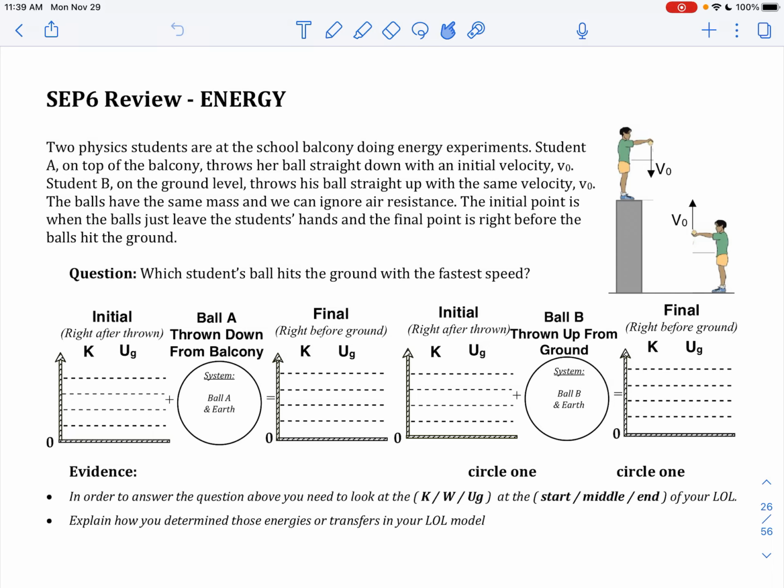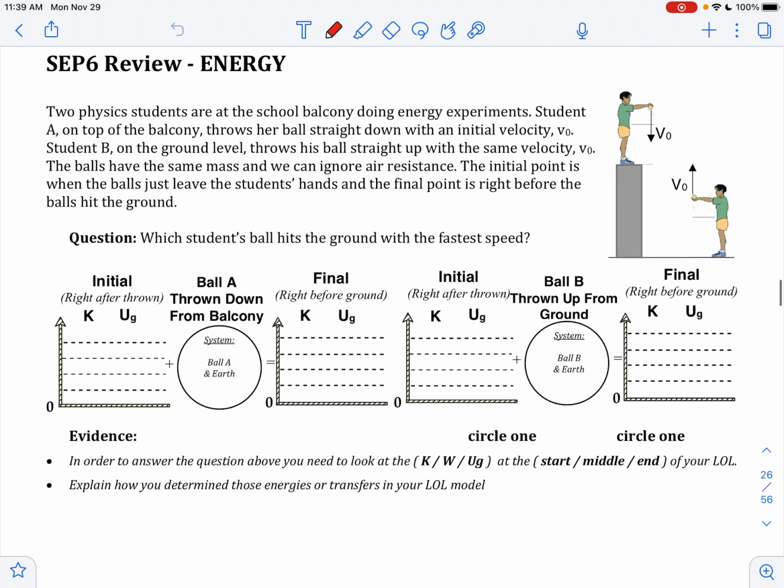All right, I'm going to do an example energy explanation problem with free fall. Here's the scenario. Pause the video and read through the scenario so you know what's going on. Okay, we're going to start with our LOL. We're going to start with the initial. And you could talk about K or UG, either one here.